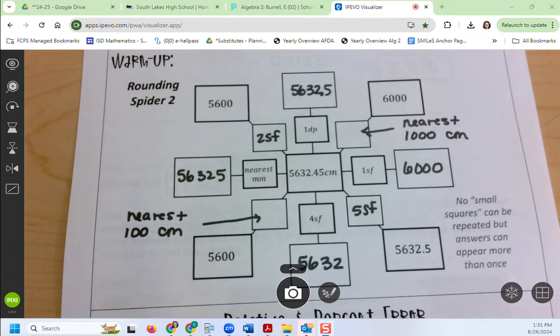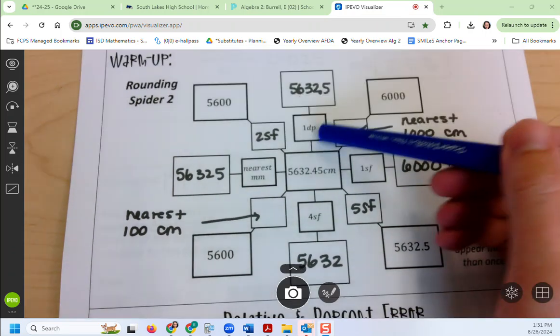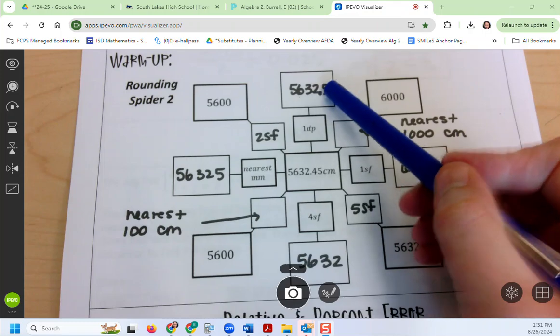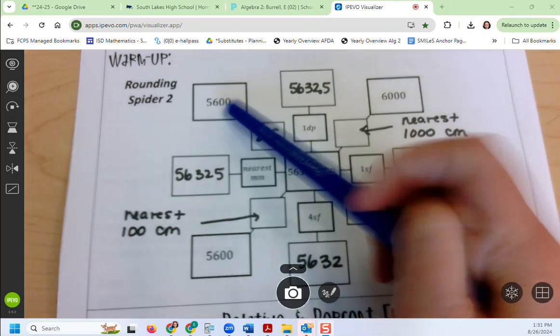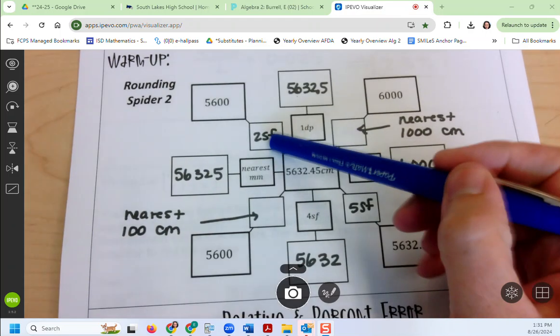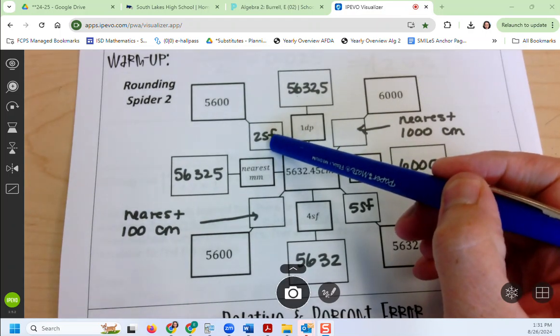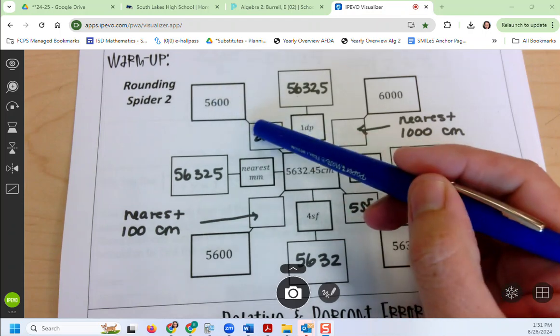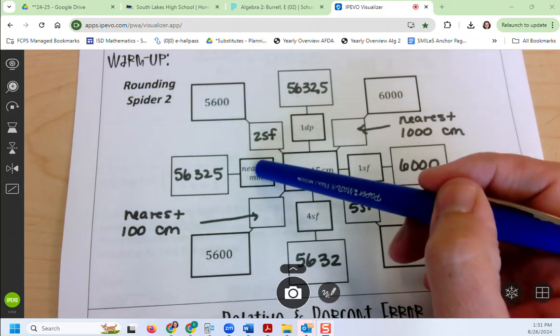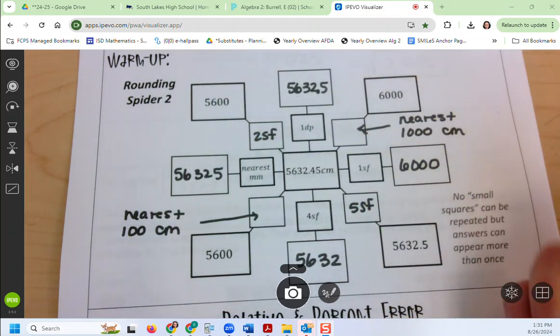In the first one, we had 1 decimal place, and so the 4 rounded up to a 5. This one, you could have written 2 sig figs. Did anybody choose something other than 2 sig figs to put there? There were other choices, right? 2 sig figs works, though. This one said the nearest millimeter, so you had to first convert it to a millimeter.